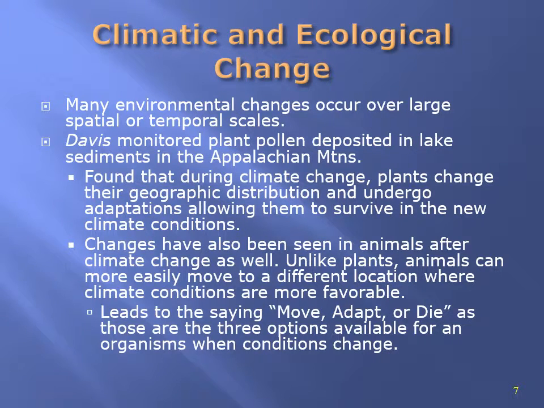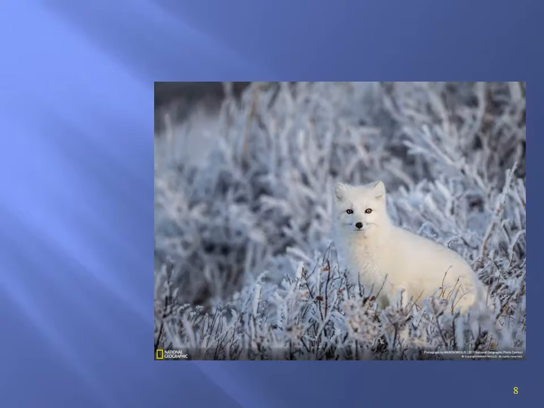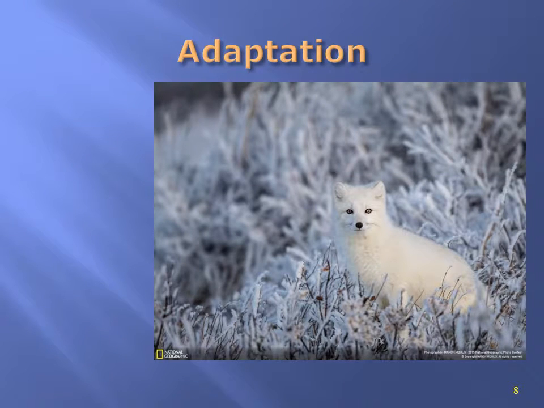So this leads to the saying, move, adapt, or die. So those are 3 options that something can do when conditions change. So let's say it gets really hot and dry. An animal can either move to a better place, or they can find a way to adapt to that hotter, drier condition, or if they don't do either one of those, then they would die if they tried to stay where the conditions are unfavorable. So as I mentioned, there's 3 options that something can do: move, adapt, or die.